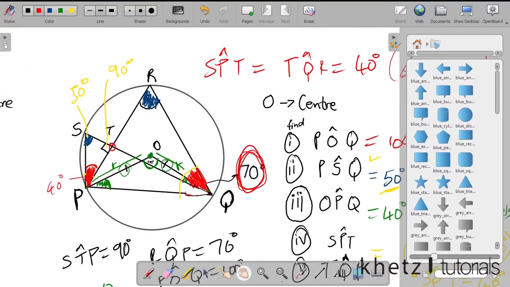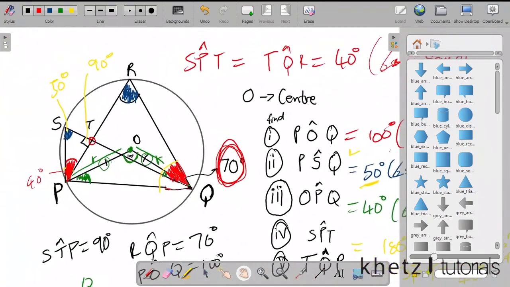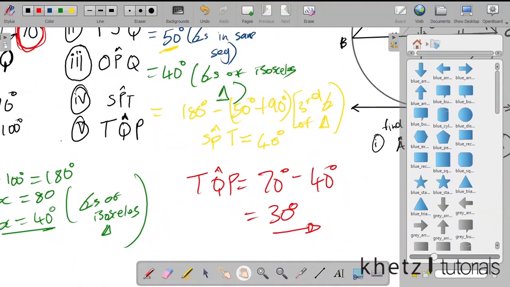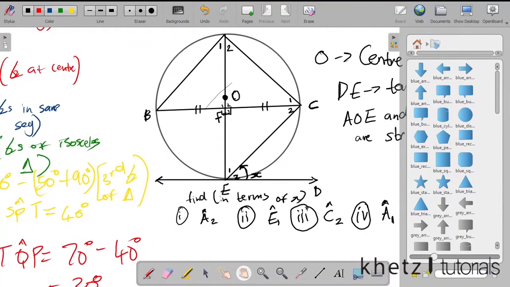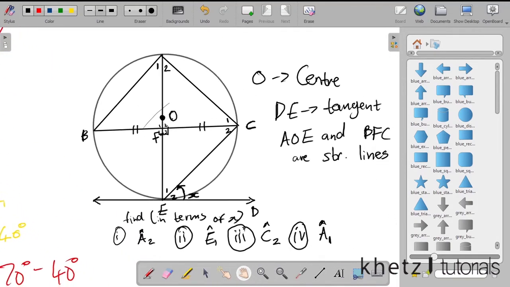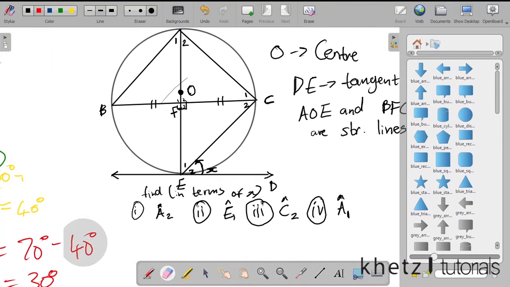I hope you could follow, even though I made quite a mess of the diagram. This is probably what you do as well in test situations. You'll have a messy diagram, but it is expected. So now come to the final question, which I have prepared for all these examples related to circle geometry. And let's get right into the question, right?